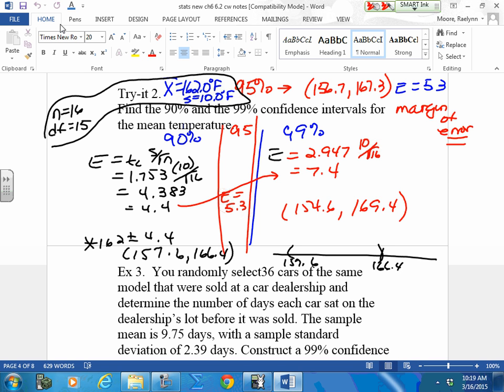Let's do 95. 156.7. Do I find it to the left or to the right of 157? To the left. 156.7 to 167.3. So we see that it's getting a little bit wider. And the last one, 154, even further left. So as the level of confidence rises, the interval widens. Not increases, widens.